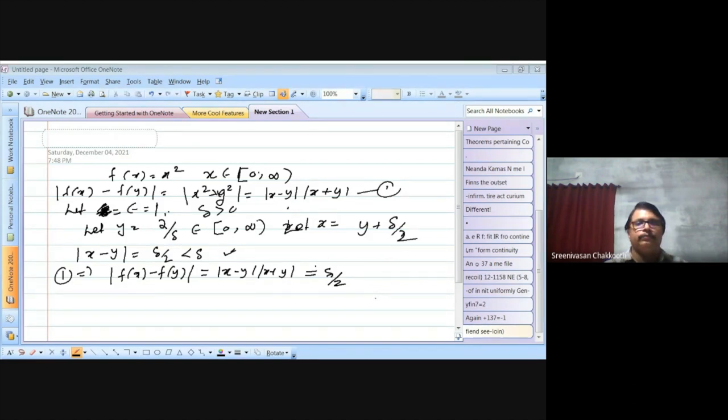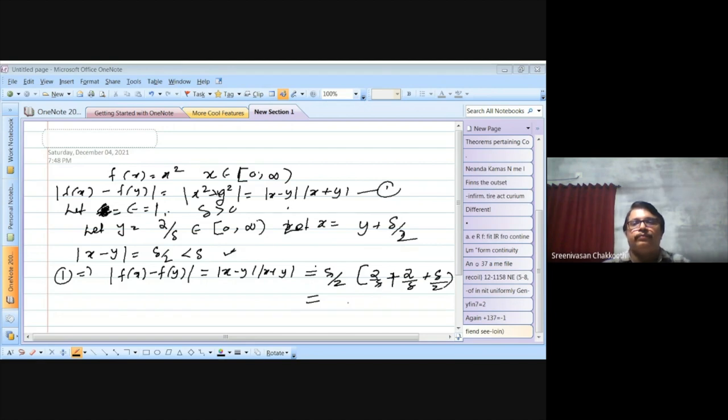Y is 2 by delta, x is y plus delta by 2, okay, x is y plus delta by 2, that is 2 by delta plus delta by 2. So mod x minus y is less than delta by 2, y is 2 by delta, and x is 2 by delta plus delta by 2.